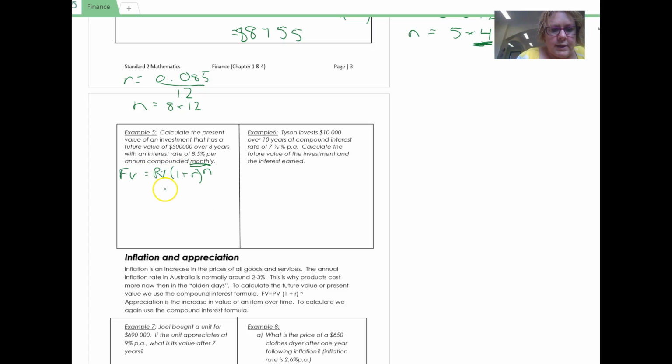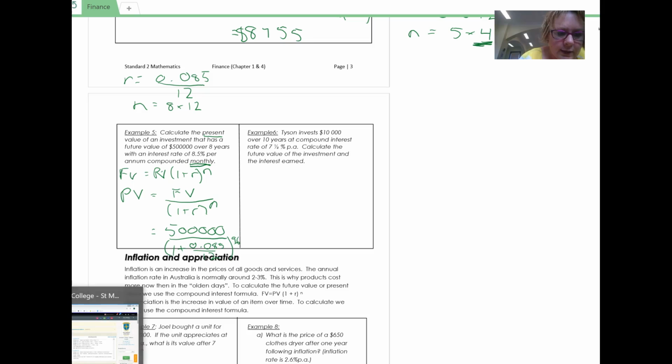Now the way that they give it to you on the formula sheet is they say that present value, because that's what I'm trying to find, is equal to future value divided by all of that. But I know you people would know that because it's been times by and the opposite is divide. So it's 500,000 over 1 plus 0.085 on 12 to the 96. And I'll do that on the calculator on pause.